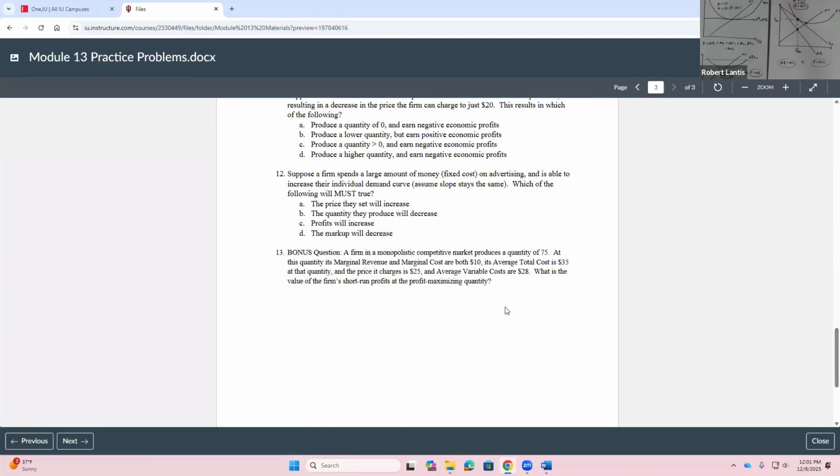Same kind of idea in the word problem. I'm simply looking at this quantity of 75, what's the difference between my average total and my average variable cost? That would be 7. So 7 times 75 is going to be what? Oh, 700 minus 175, so 625? No, 525. I'm doing math badly in my head. So 525, but I need to be careful. If I shut down, my profits aren't 525, they are negative 525, right?